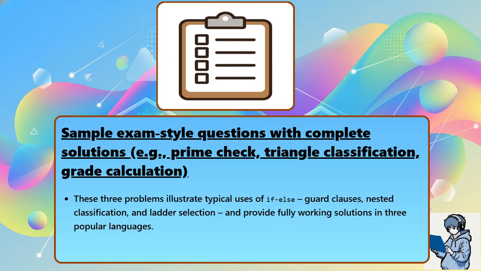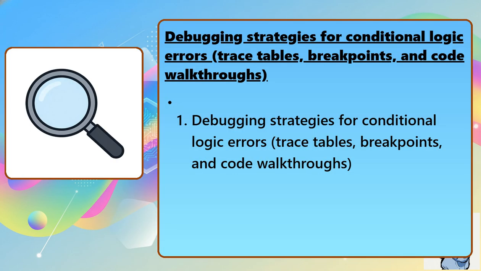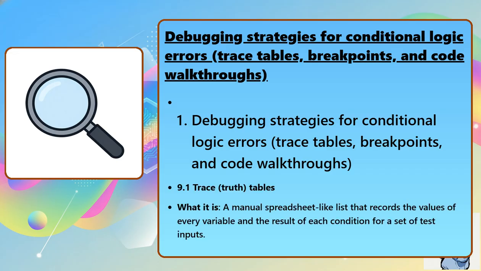These three problems illustrate typical uses of if-else, guard clauses, nested classification, and ladder selection, and provide fully working solutions in three popular languages. 9. Debugging strategies for conditional logic errors: trace tables, breakpoints, and code walkthroughs. 9.1 Trace truth tables. What it is: a manual spreadsheet-like list that records the values of every variable and the result of each condition for a set of test inputs.